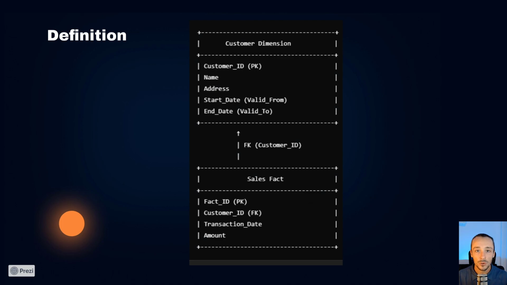So let's have a look at a database schema. You may have a customer dimension table which has name, address, start date, end date, and then we have the linking fact table. So that customer is the slowly changing dimension. This is just a high level view of what slowly changing dimension is and what it looks like.